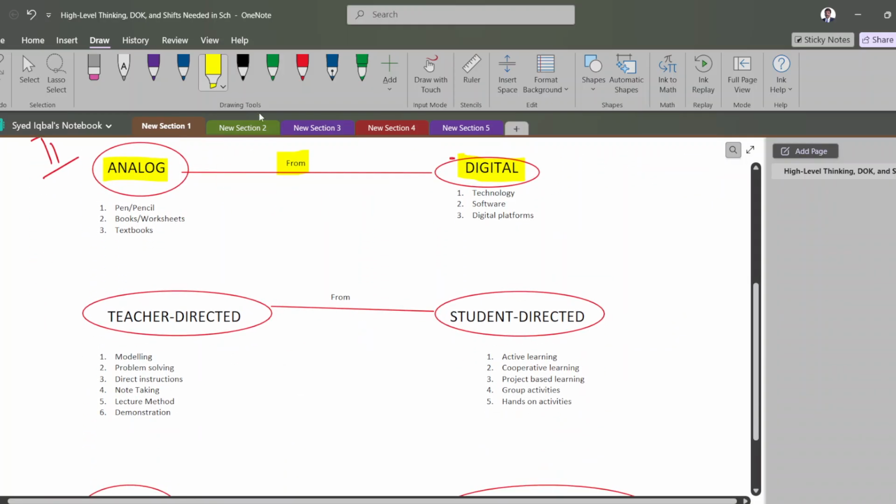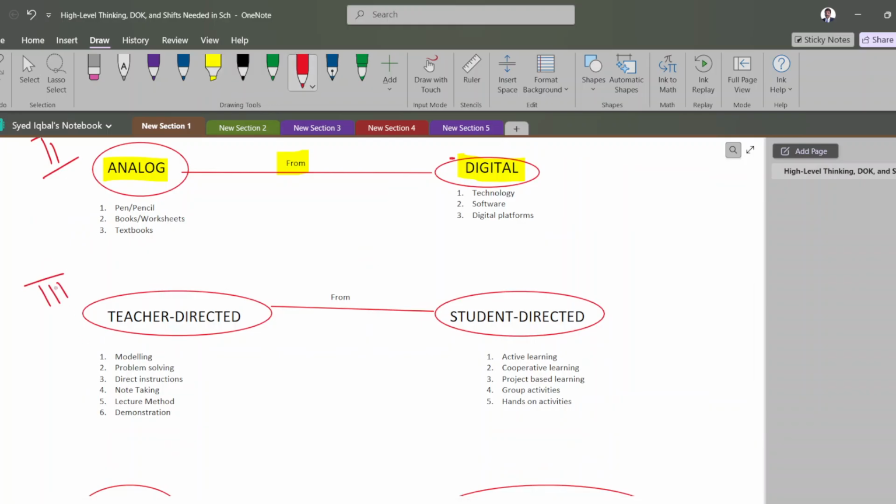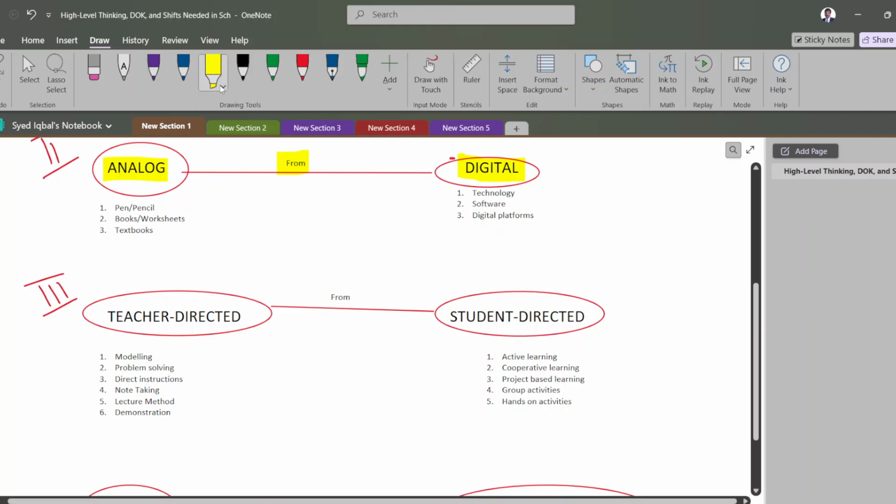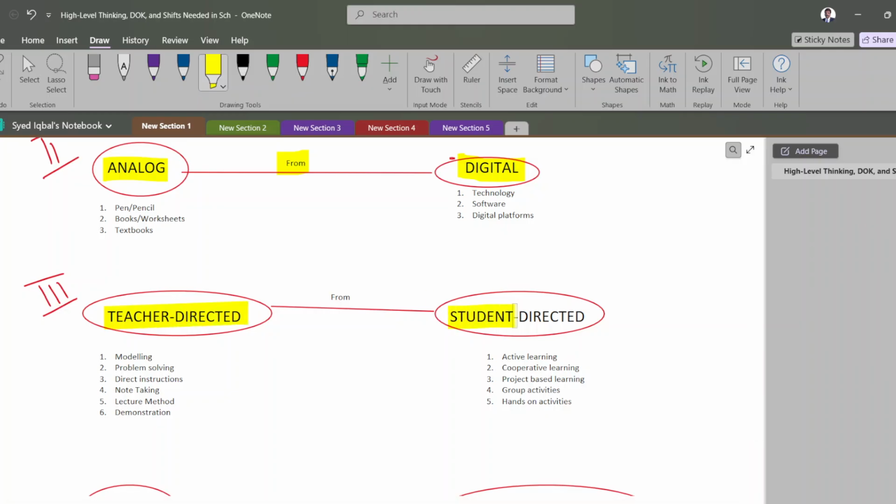Next, the third shift the teacher has to make, the school has to make, is from teacher directed to student directed. Teacher directed to student directed. That means the teacher has to do. Here I am not saying the teacher should not do anything. Here the teacher has to do, but the teacher has to minimize.